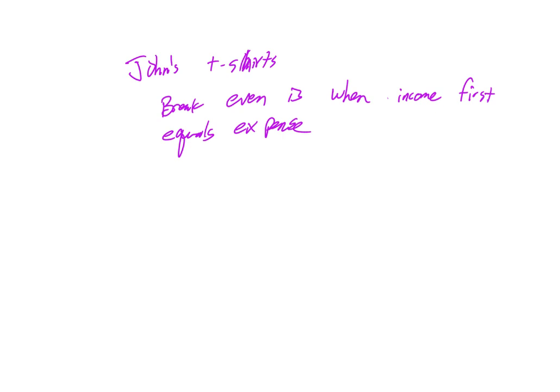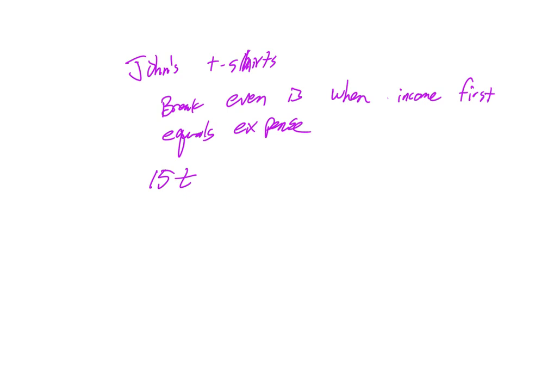And then we have John's t-shirts. The break even says, when does he break even? So break even is when income first equals his expenses. So we first have to look and say, well, what's his income, or how much is he selling these for? So he's selling these for $15 a t-shirt. So 15T is what he's selling them for.